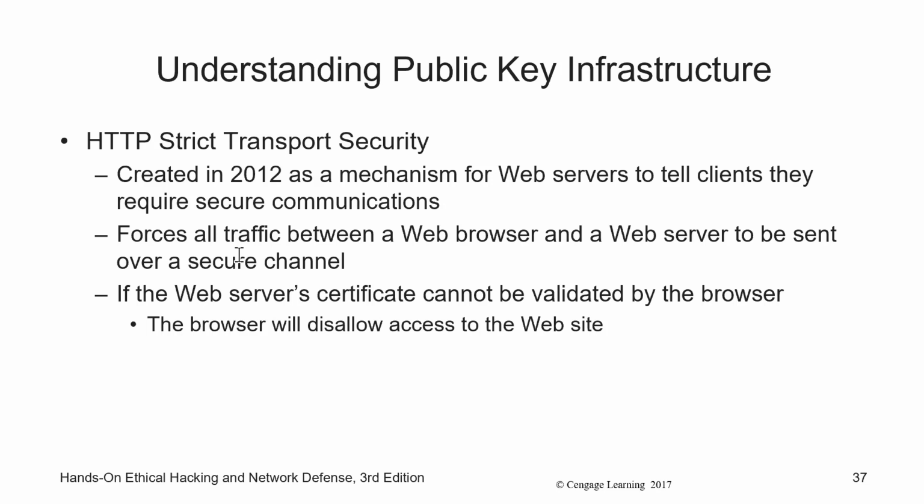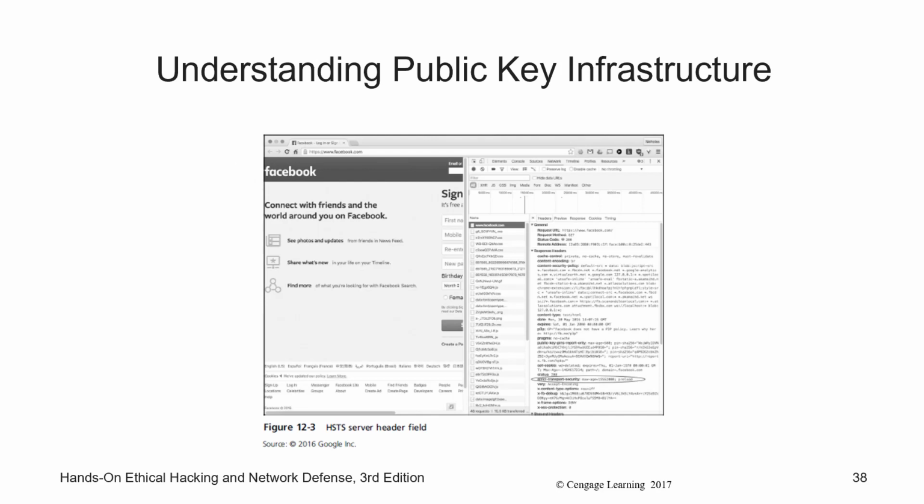HTTP Strict Transport Security, HSTS, was created in 2012 for web servers to tell clients they require secure communication. It forces all traffic between a web browser and a web server to be sent over a secure channel. So if the web server's secure certificate can't be validated, the browser is going to block access to the website. And here's an example of the HSTS server header field.